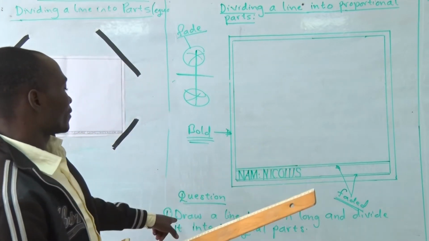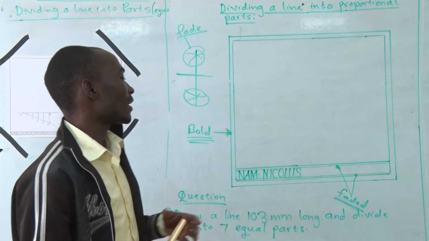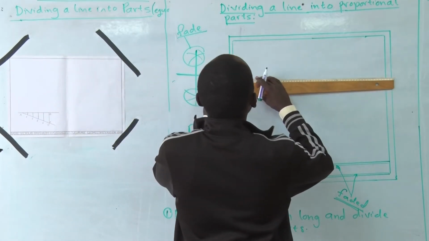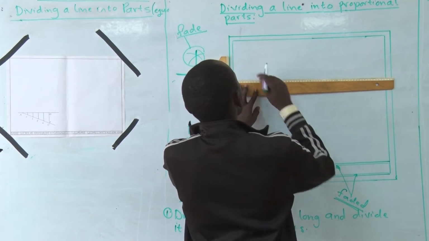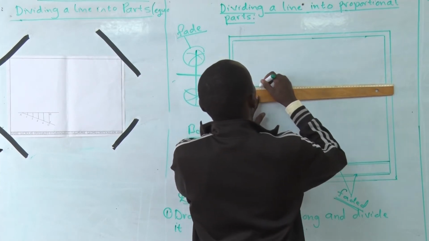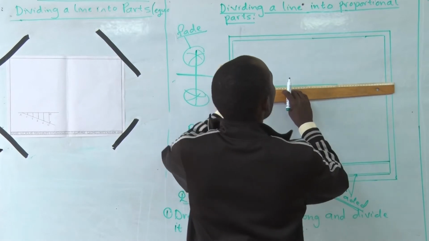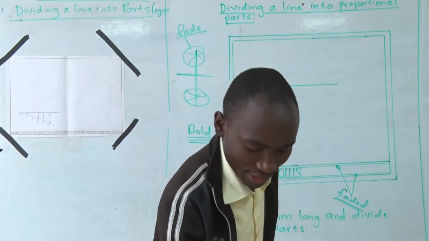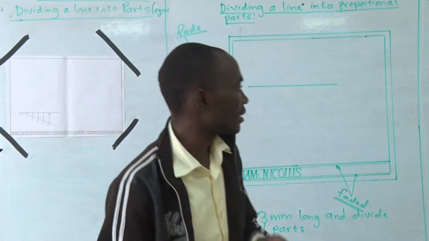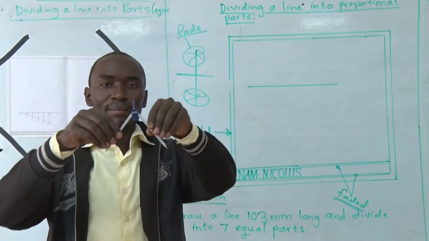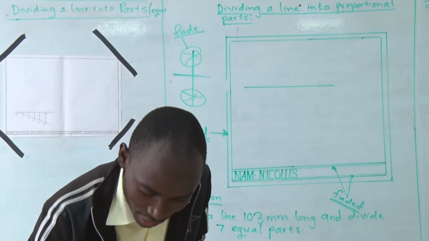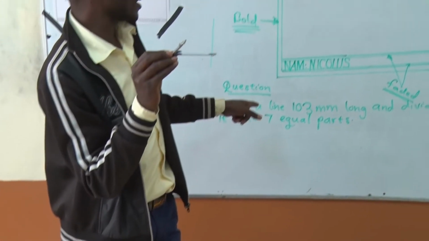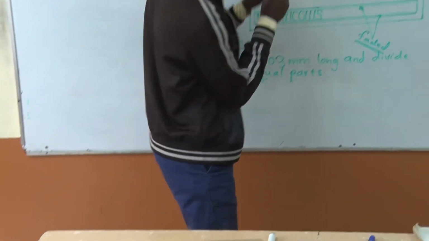First of all, you have to draw a line which is 103 millimeters long. So first of all, I will take up my T-square like this, and let's assume that is my line. Now, I've been told my line should be 103 millimeters. So I will take up my compass like this, place it onto my ruler, measure 103 millimeters, then make an arc.